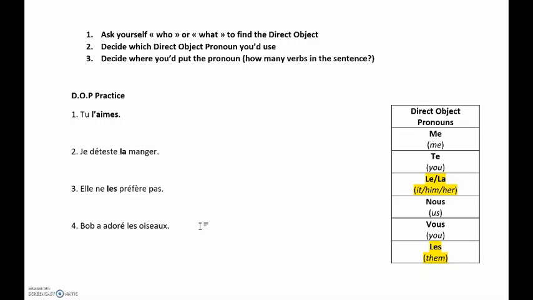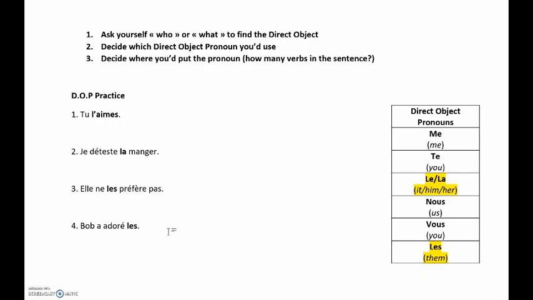And then our last question here. Bob a adoré les oiseaux. Bob loved birds. Okay, so here we've got the passé composé. So keep that in mind. But let's first go to step 1. Ask yourself who or what to find the direct object. What does Bob or did Bob love? He loved birds. Les oiseaux. Okay. So which direct object pronoun will I use? Again, hint, hint, it's right here in front of our actual object. Les.